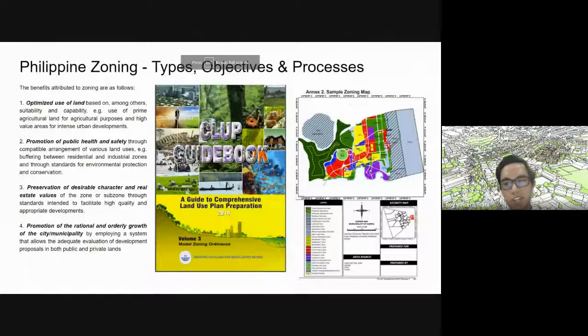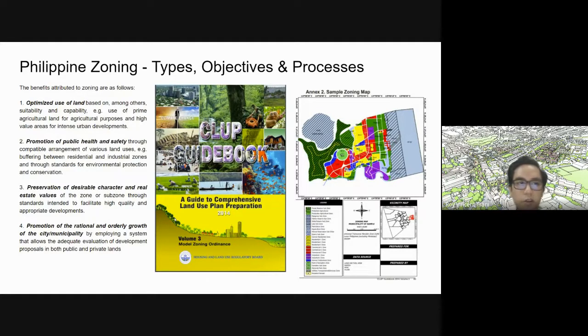By now, the best way for me to learn about zoning is actually to do it and study the existing zoning in your area. So you can see a zoning guide, or basically the list of zoning requirements and definitions, in the CLUP guidebook. This is published by the Housing and Land Use Regulatory Board, the HLURB. And you can download this on their official website. I can give you a link if you want.